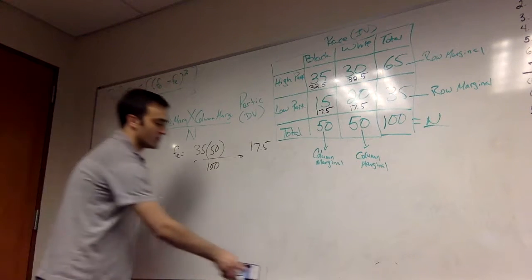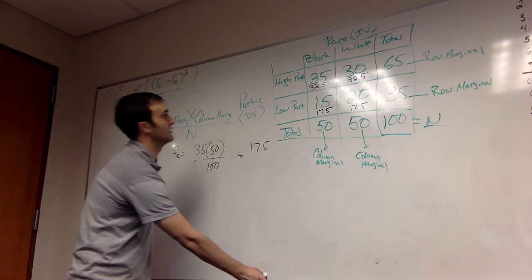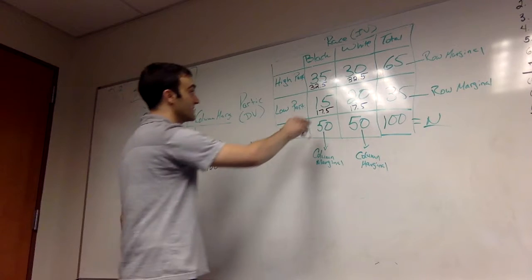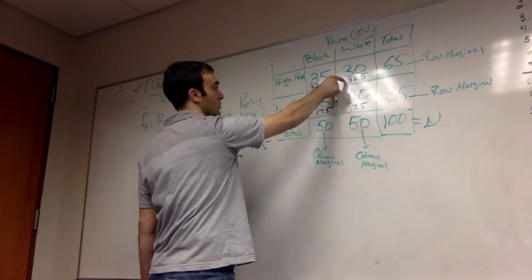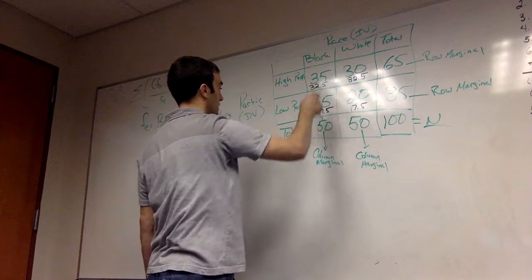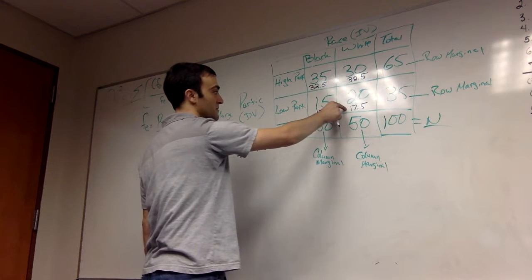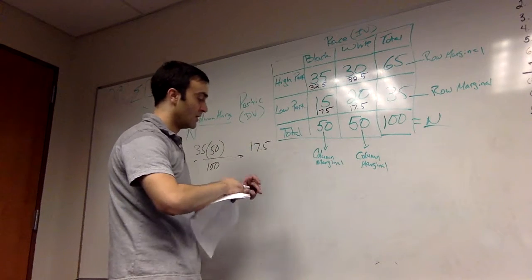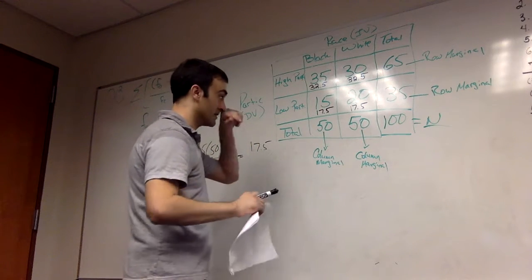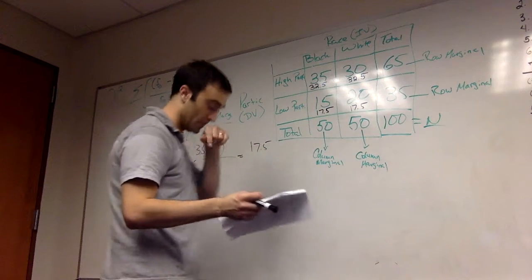So if there was no relationship between race and participation, we would expect to see 32.5 in the high participating cells, split equally between black and white, and for low participation, we should see it split evenly between black and white at 17.5. It won't always be that clean. It depends upon your marginal numbers.